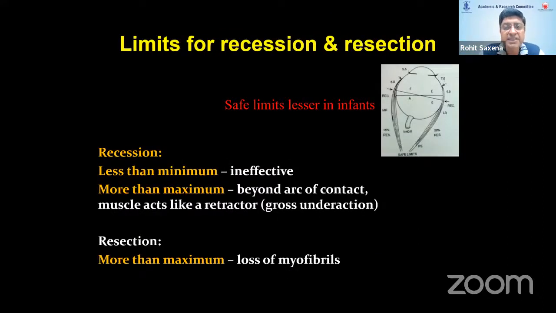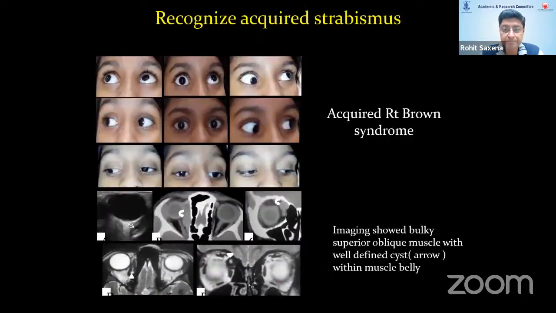Always remember safe limits. There are limits to what we can achieve, and same is true for recession and resections. If you do less than the minimum approved for recession, the effect will be not there. If you do more than the maximum, it goes beyond the arc of contact and the muscle actually acts like a retractor and there is gross underaction of movement. Resections, if you resect more than the maximum, you're actually losing out on myofibrils, which is a part of a weakening procedure also. Therefore, your results are not going to be better. You may actually be less effective if you do more than the maximum that has been recommended.